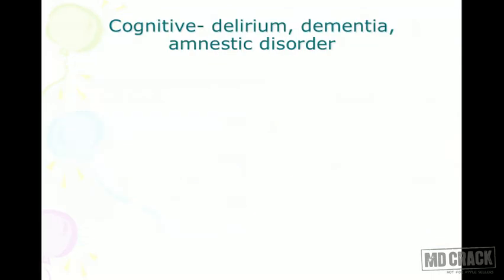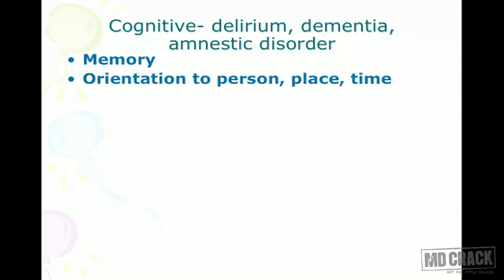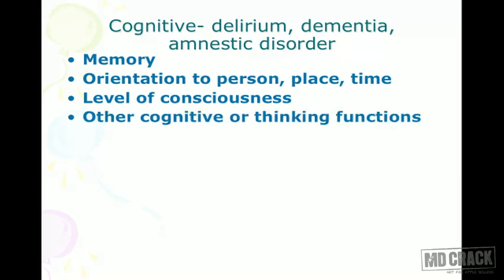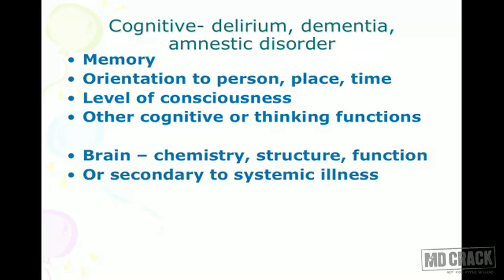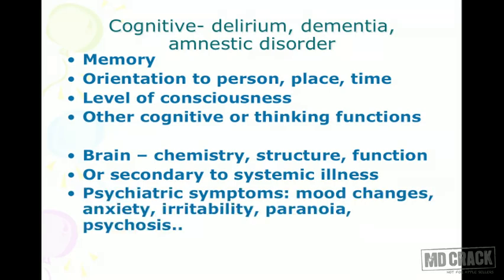Now we go on to discuss the three cognitive disorders: delirium, dementia and amnestic disorder. So what is in problem? Number one, memory. Number two, orientation to person, place, time. Number three, the level of consciousness. And number four, as we just said, other cognitive or thinking function. The brain chemistry, structure or function may be altered, or it may be secondary to a systemic illness. And the psychiatric symptoms also include mood changes, anxiety, irritability, paranoia and psychosis.